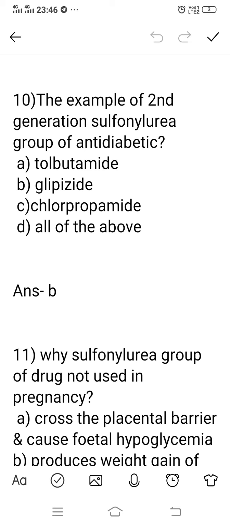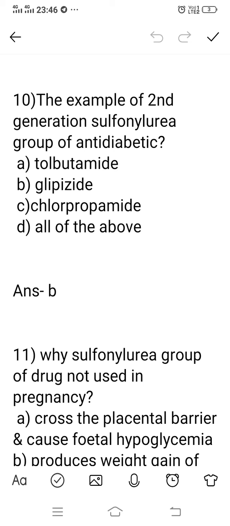Now, the example of the second generation sulfonylurea group of antidiabetic. Now we see the classification of the sulfonylurea group of antidiabetic drugs. The first generation sulfonylurea antidiabetic drug is tolbutamide. Option number A is tolbutamide. Option number B is glipizide. Option number C is chlorpropamide. Option number D is all of the above.